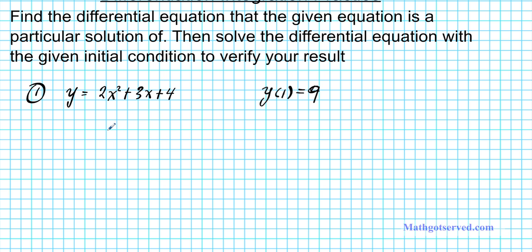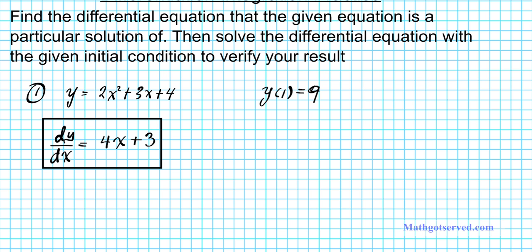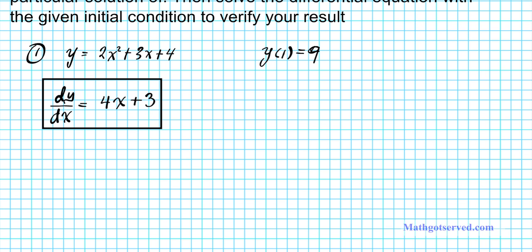So we're going to differentiate both sides. If you differentiate this side right here, you're going to have dy dx. And then on the right side, if you differentiate 2x squared using the power rule, you're going to have 4x. And then if you differentiate 3x using the power rule, again, we'll just be left with 3. And the derivative of 4 is just 0. Okay? So this is the differential equation that this equation is a particular solution of. All right, so let's go ahead and verify that our answer is in fact correct by using the inverse operation, which is integration. Okay? So verification.